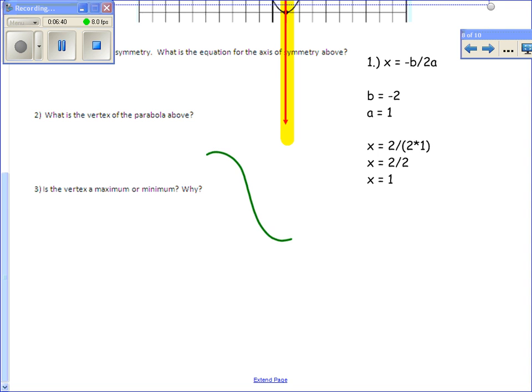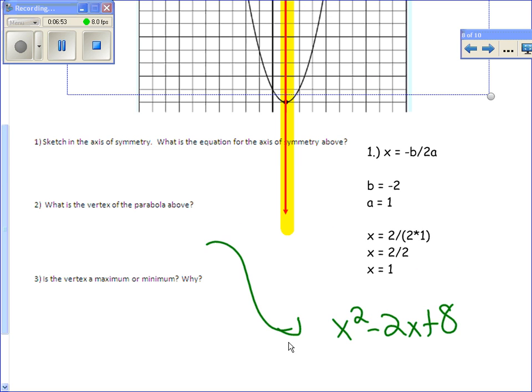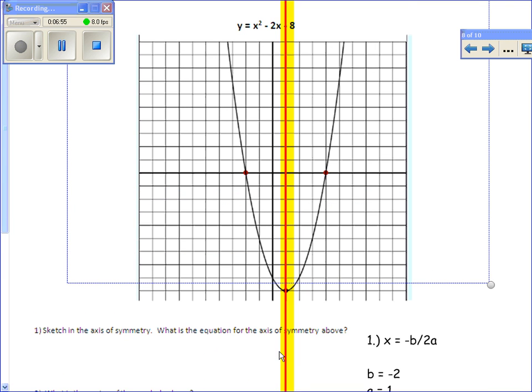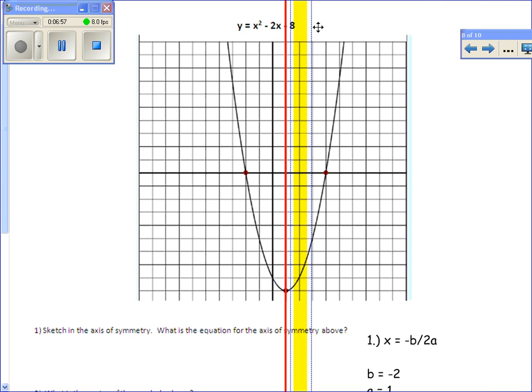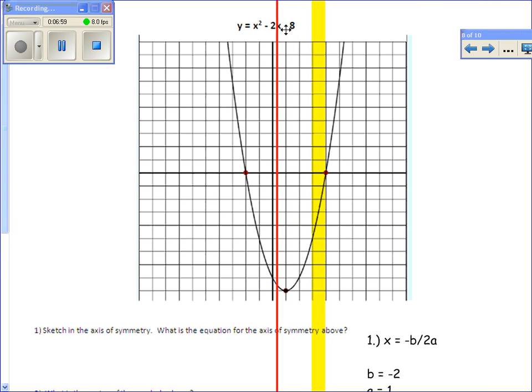So for number 2, my equation is x squared minus 2x plus 8. Let me just double check I wrote that correctly. I can't see if it's minus 8. Okay.